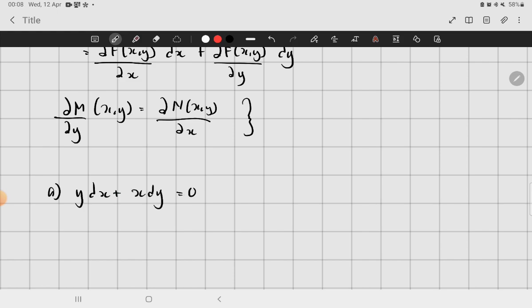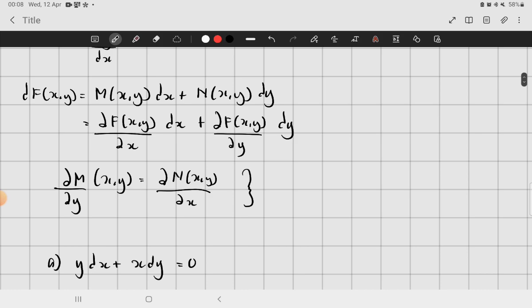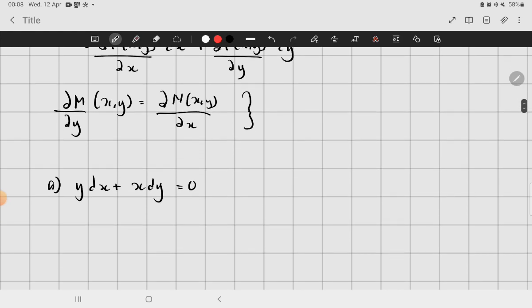First things first, we have to determine which one will be the function M and which one will be the function N. By referring to this general form, this is our function M and this is our function N. So you have determined the functions M and N.